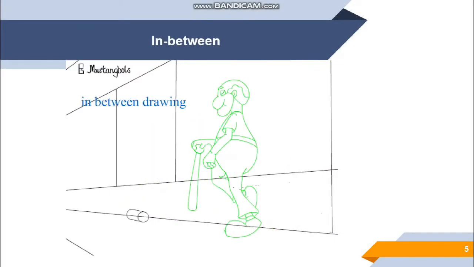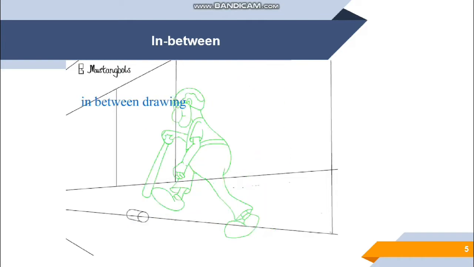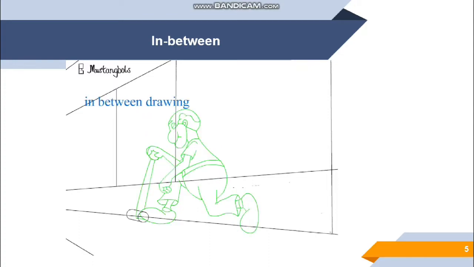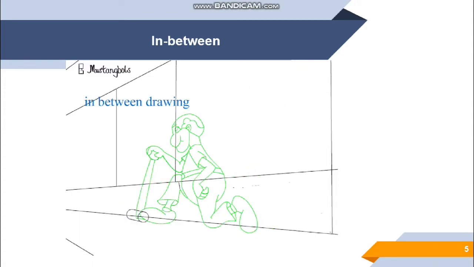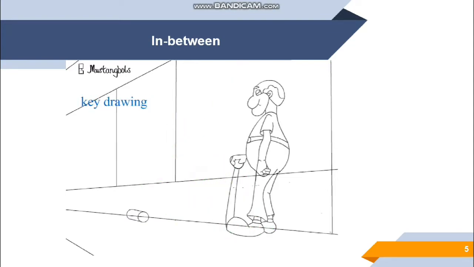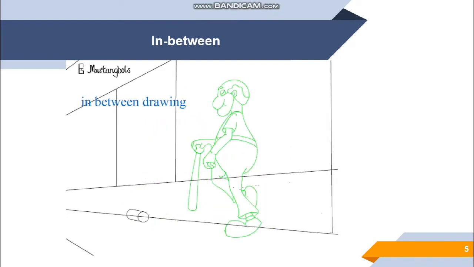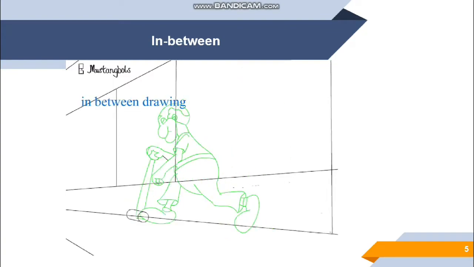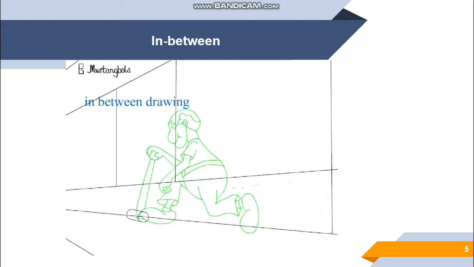So I'll be presenting here an example of an in-between. As you can see, we have here your key poses, your in-between, and one breakdown drawing. Your key poses are indicated by the black color, your in-betweens by the green color, and one breakdown which is in red. For the green ones, we have about 5 in-between drawings. So basically, when you create your timing chart, we only have 2 key poses, 5 in-betweens, and 1 breakdown.